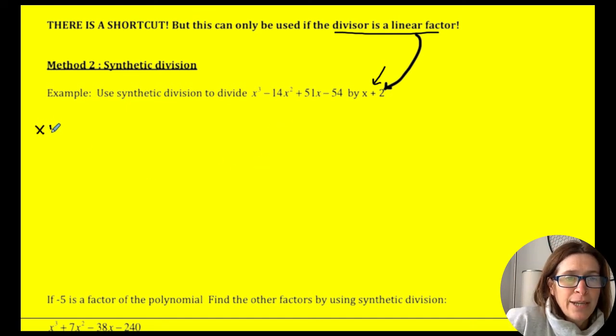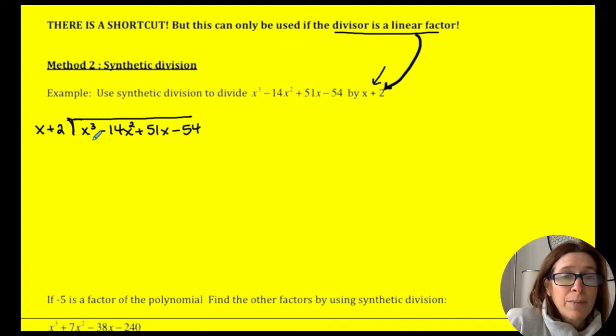Remember, we take our divisor and we divide it into our dividend: x cubed minus 14x squared plus 51x minus 54. We want to make sure every degree is listed from 3 all the way down, which it is, so I don't have to put in any placeholders. Now we divide. x goes into x cubed x squared times. I'm going to line it up over the 14x squared. I'm going to multiply x squared by x plus 2, giving me x cubed plus 2x squared.